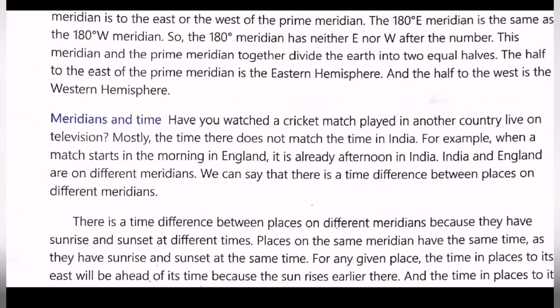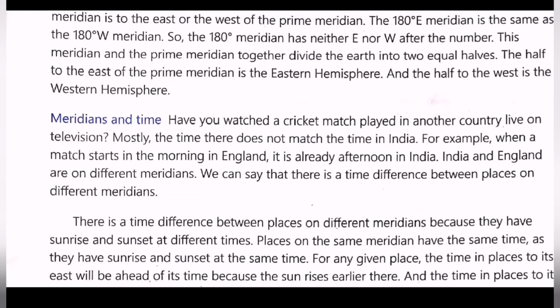The 180° E meridian is the same as the 180° W meridian. We use the letter W for west meridians and the letter E for east meridians. So towards the west we have the 180° W meridian, and towards the east we have the 180° E meridian.